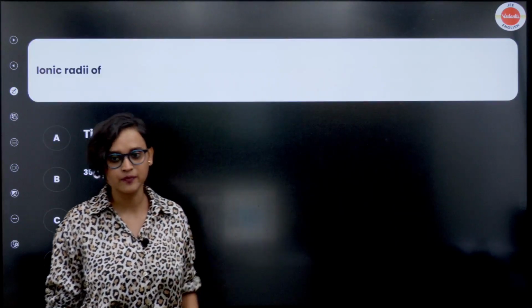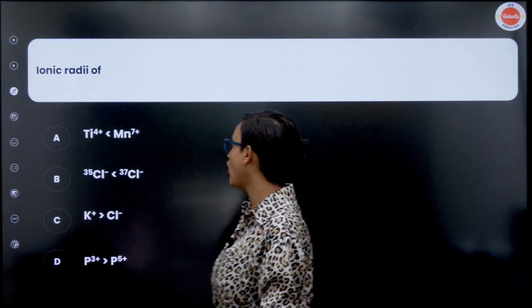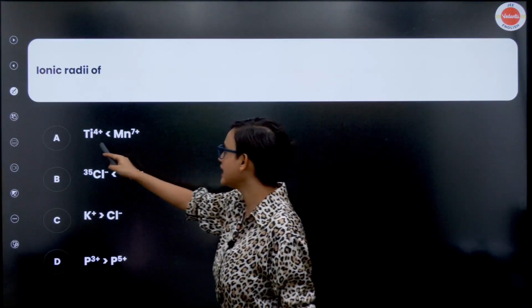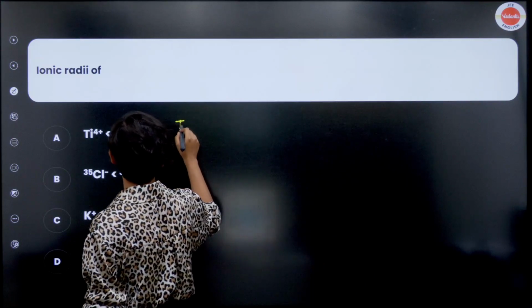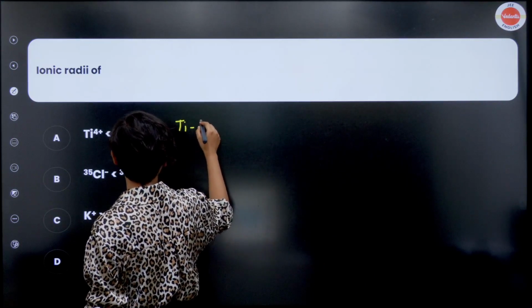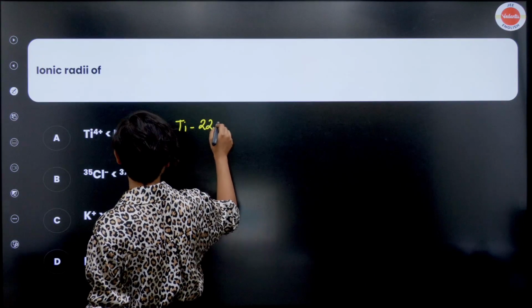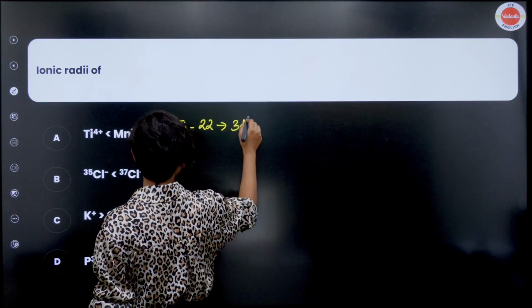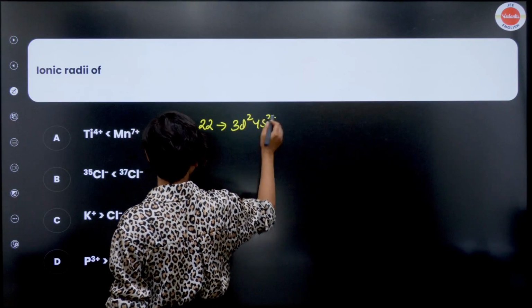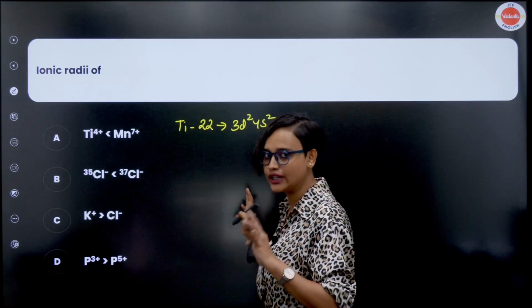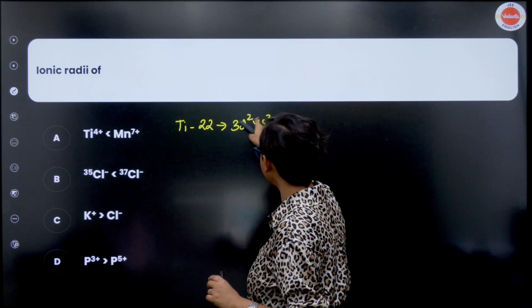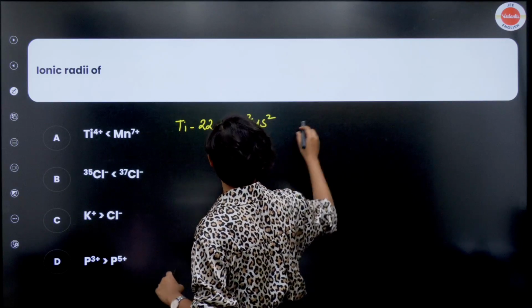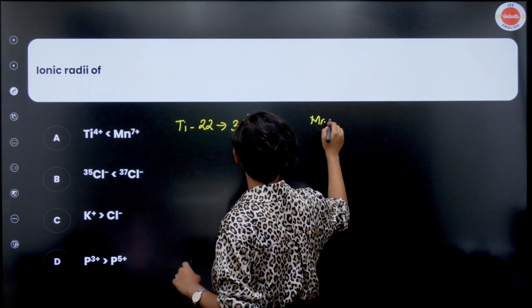Got it? Now tell me, ionic radii of titanium 4+, manganese 7+. Now titanium has an atomic number of 22: scandium 21, titanium 22. So 22 means 3d2 4s2. As you go by, you will learn it. Don't worry. All the electronic configurations and atomic numbers, you will learn it. So 3d2 4s2.